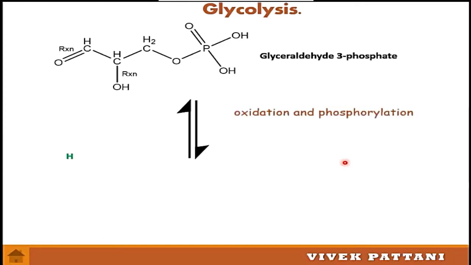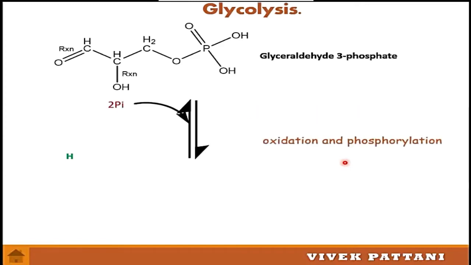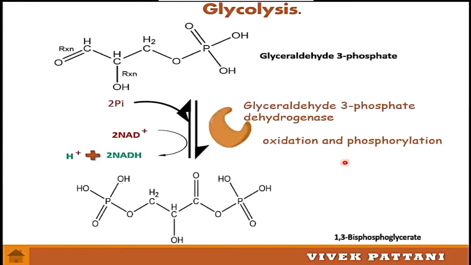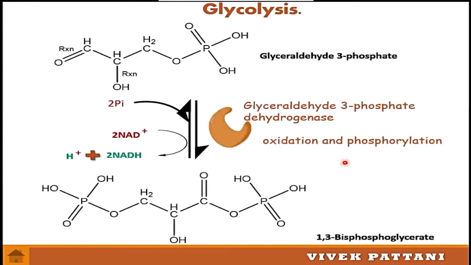So now moving forward, glyceraldehyde 3-phosphate will now be further converted into 1,3-bisphosphoglycerate with the help of the enzyme glyceraldehyde 3-phosphate dehydrogenase. The reaction involved is an oxidation and phosphorylation reaction.